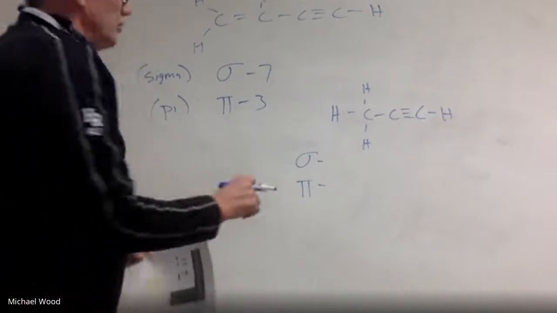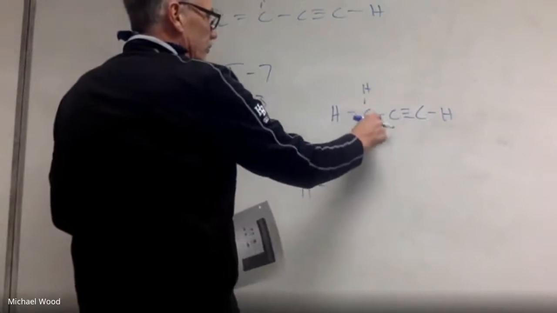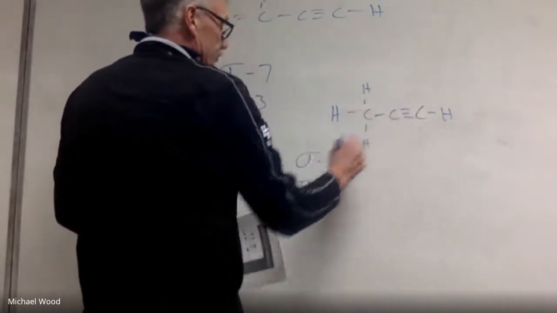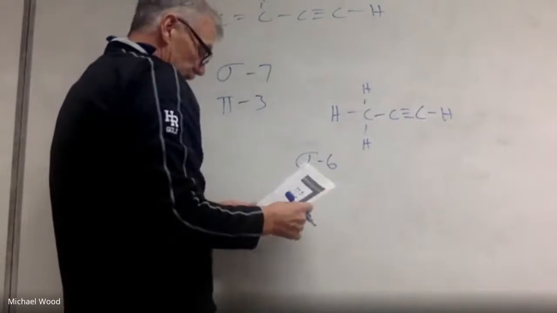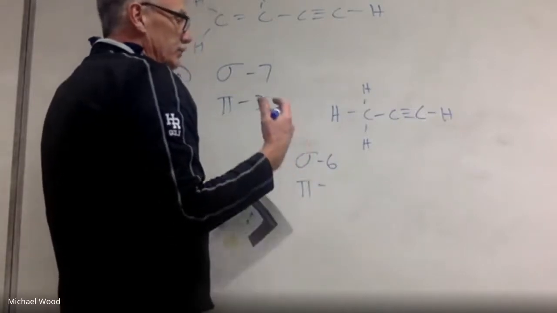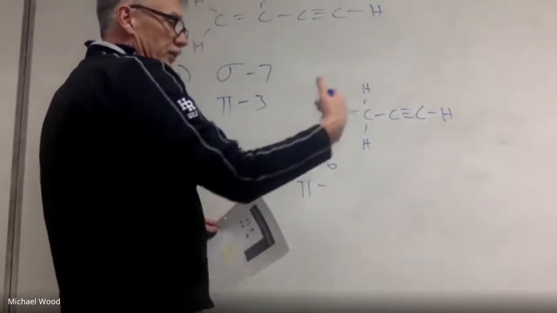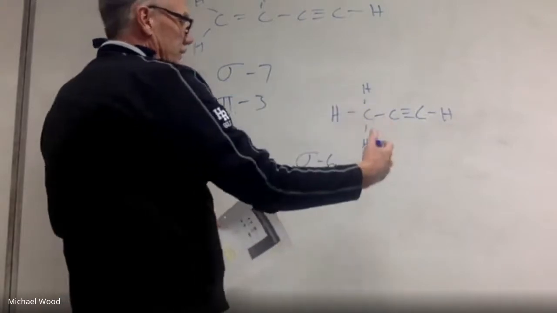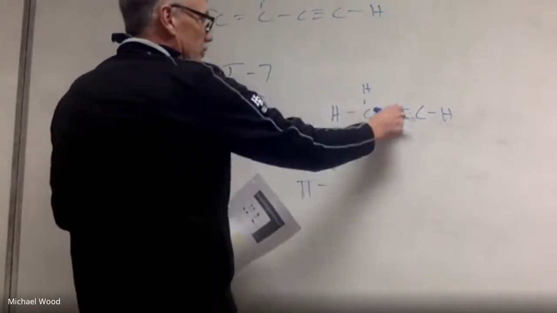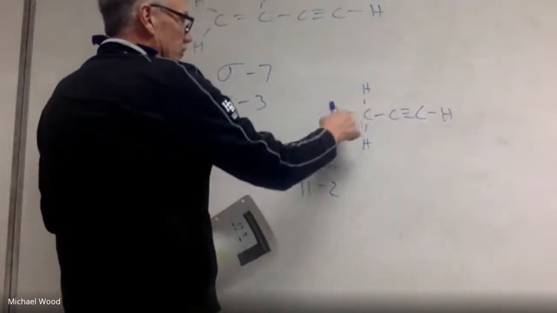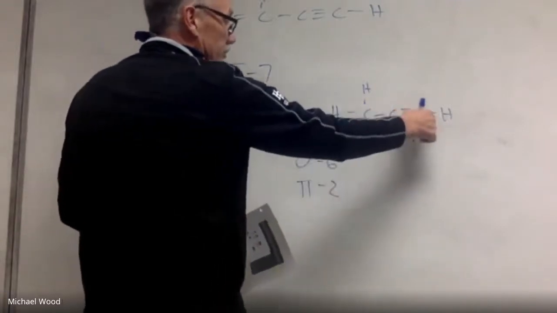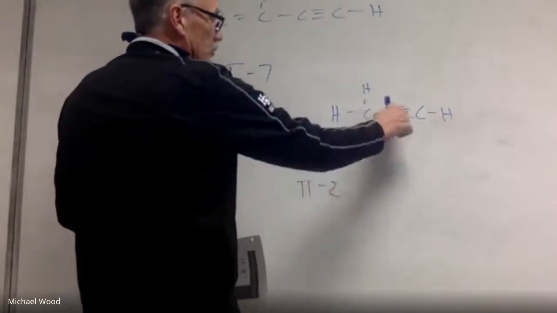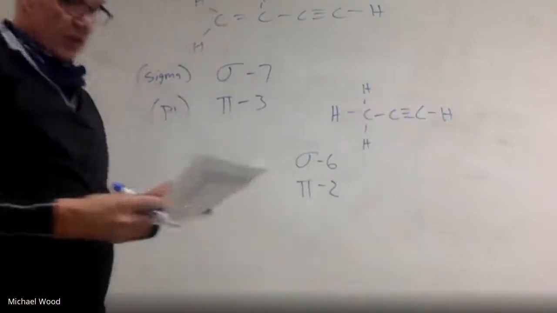Okay, so the sigma bonds are the single bonds. So 1, 2, 3, 4, 5, and then the first bond in a double bond. Sorry about that. And then the pi bonds are in a double bond. They're the second bond. So there'd be 1 in a double bond, and in a triple bond there would be 2. So again, the sigma bonds 1, 2, 3, 4, 5, 6, and then the pi bonds would be 1, 2. Okay, and I'll come back and we'll look at that again. As a matter of fact, the next slide we'll look at that again, counting sigma bonds and pi bonds.